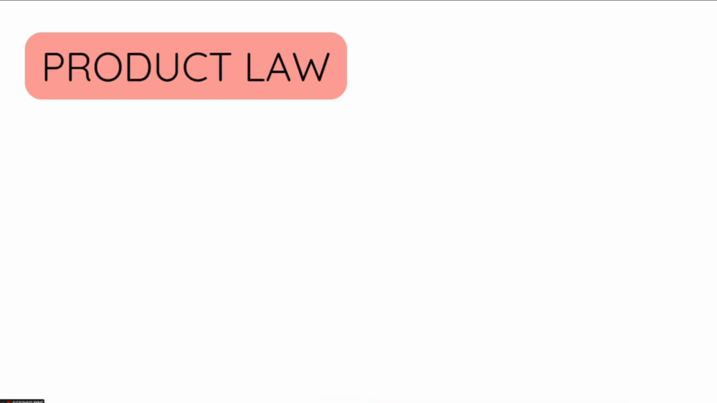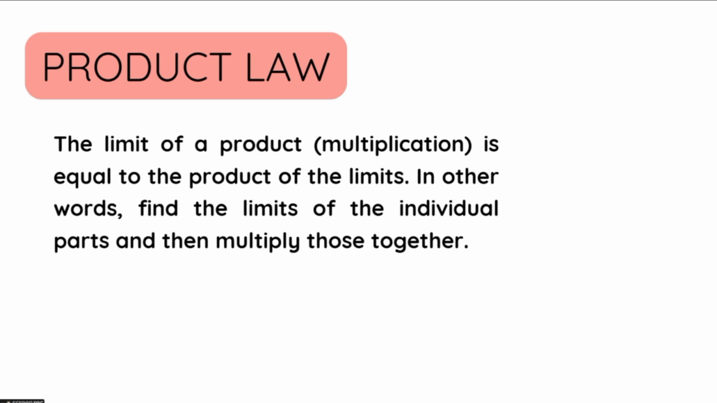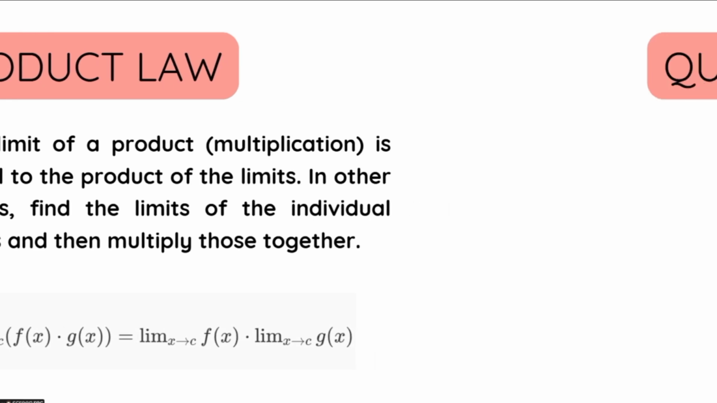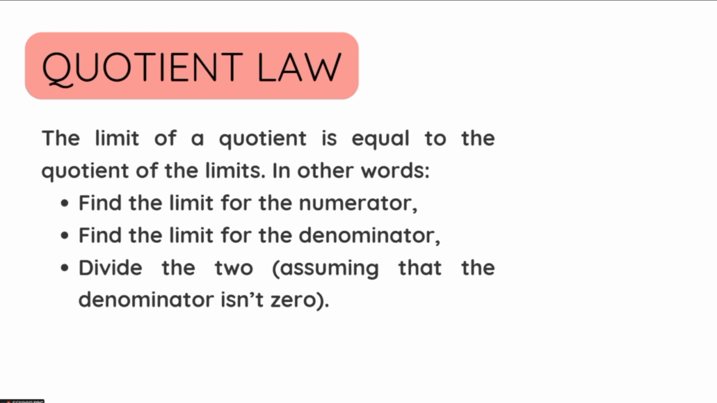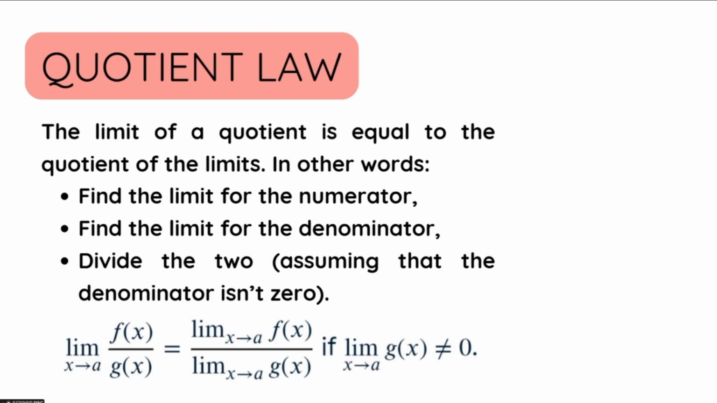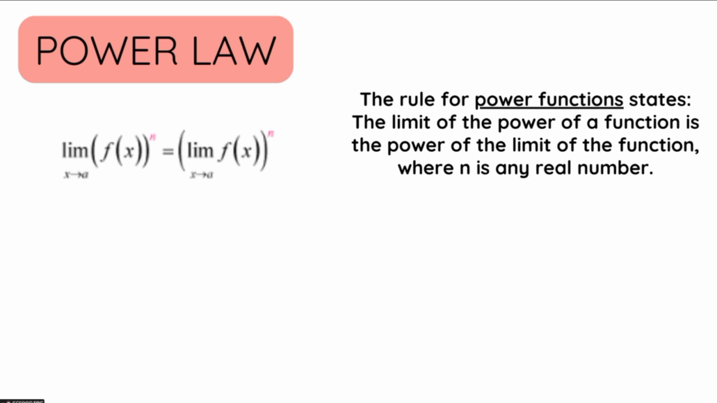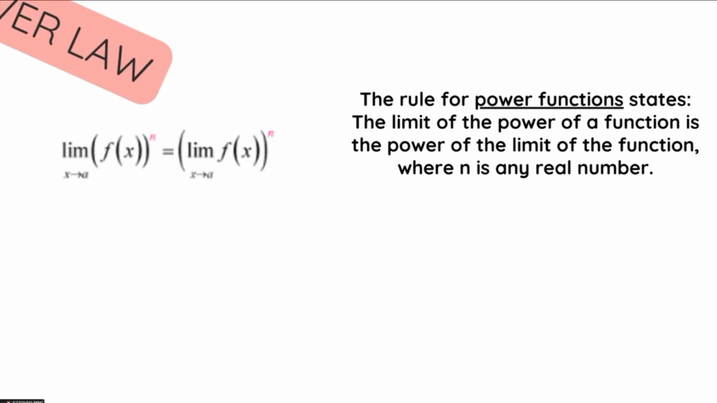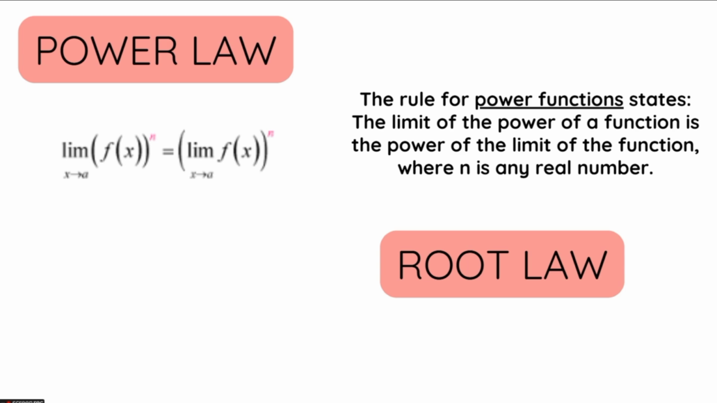Now, the product and quotient laws. It is similar to the sum and difference law. The limit of a product is the product of the limits, and the limit of a quotient is the quotient of the limits. But with one very important condition for quotients: the limit of the bottom part, the denominator, cannot be 0. So the power and root laws are similar. The limit of a function with a power is just the limit of the function, with the power outside the limit, and the limit of a root follows the same law.